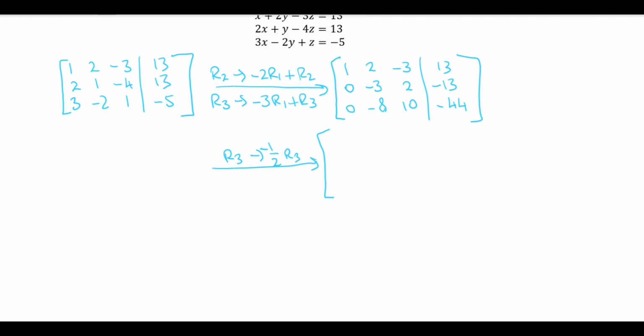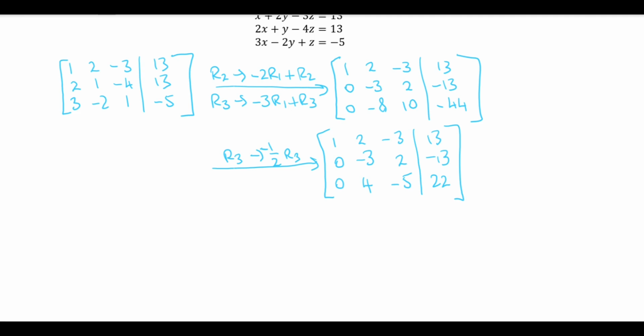Rows 1 and 2 are going to stay the same, so I'm just going to fill those in. And row 3, so minus 1 over 2 times row 3, minus a half times 0 is still 0, minus a half times minus 8 is going to be positive 4, minus a half times 10 is going to be minus 5, and minus a half times minus 44 is going to be 22.